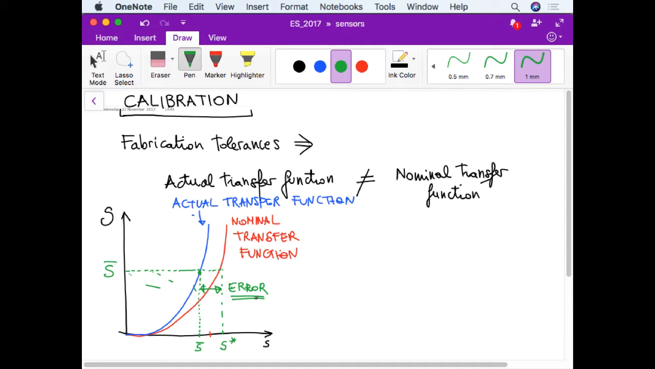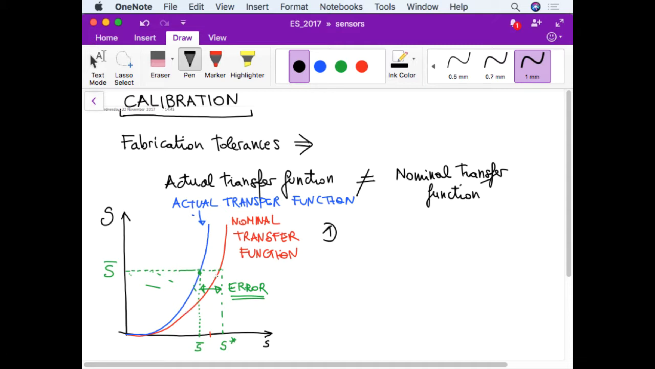So to summarize, the maximum difference between the actual transfer function and the nominal transfer function gives me the maximum error that I can make for the measurement. Now, the calibration process basically has the purpose of making the actual transfer function as close as possible to the nominal transfer function. And you can obtain it in two different ways. One is to modify the nominal transfer function in order to make it closer to the actual transfer function.